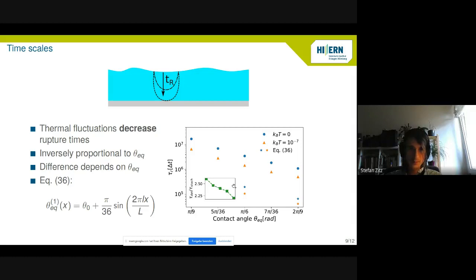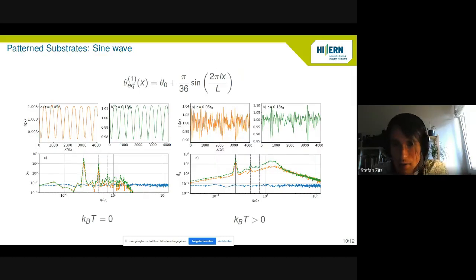And instead of using a single contact angle, we performed simulations with a space-dependent contact angle. And first of all, we used a sine wave because it's easy to simulate, most of all. And what we see is that our height field follows this substrate quite nicely. It flows to the region of low contact angle and dewets regions of high contact angle. And the deterministic equation follows the substrate perfectly.